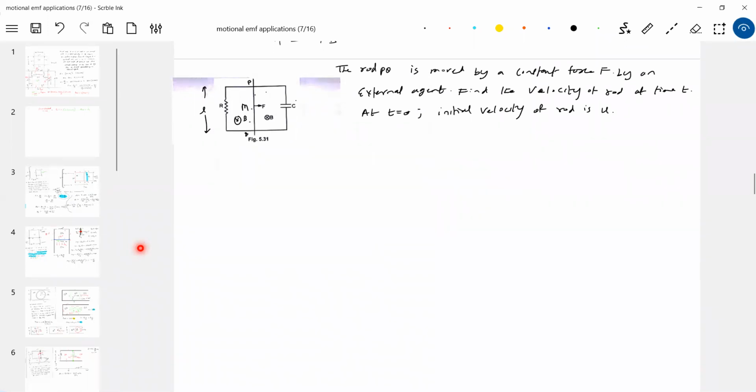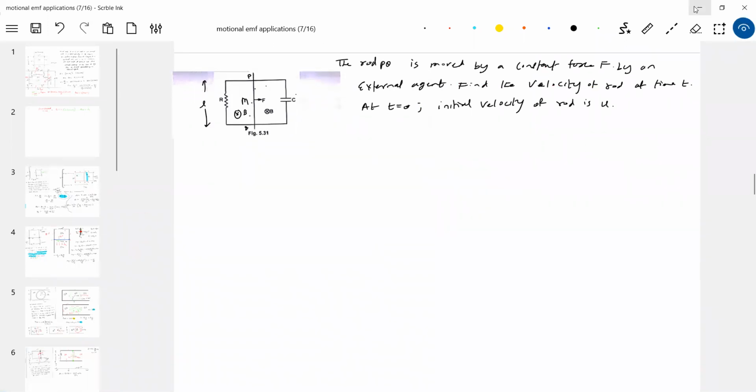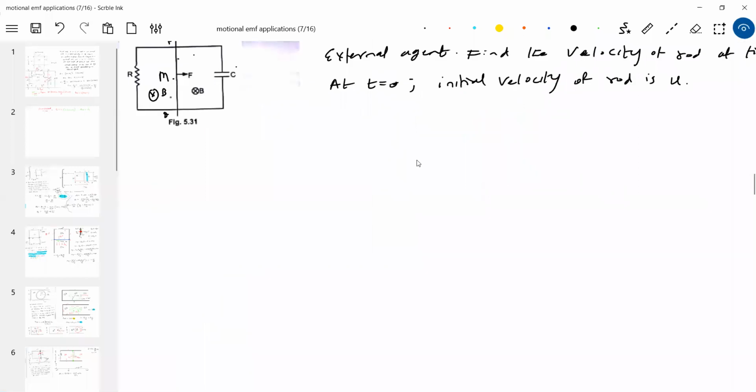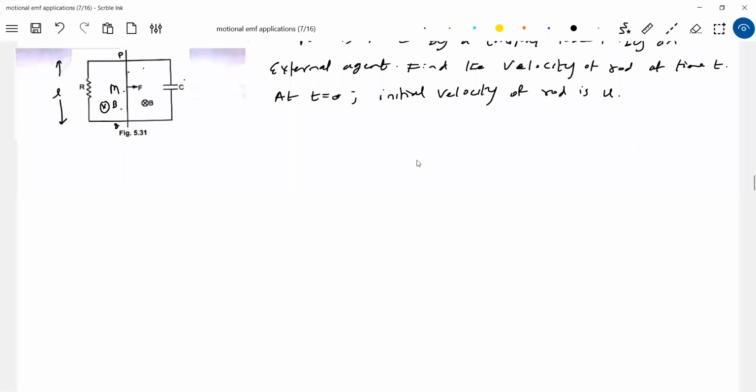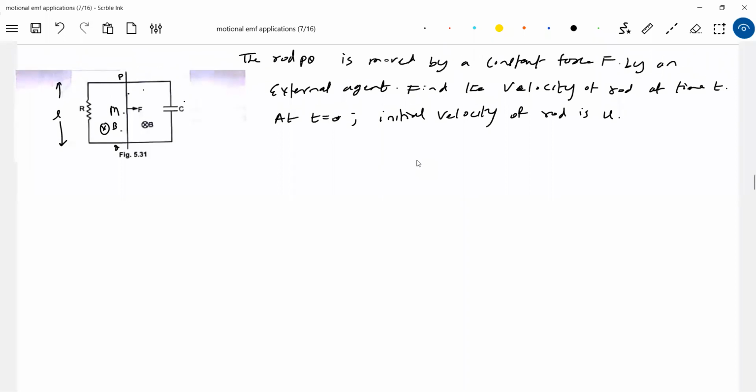Okay, now I am bringing both the resistor as well as the capacitor. Yesterday we discussed them individually. The rod PQ is moved by a constant force F by an external agent. Find the velocity of the rod at time t. At t equals 0, the initial velocity of the rod is u. Carefully bring both the components.